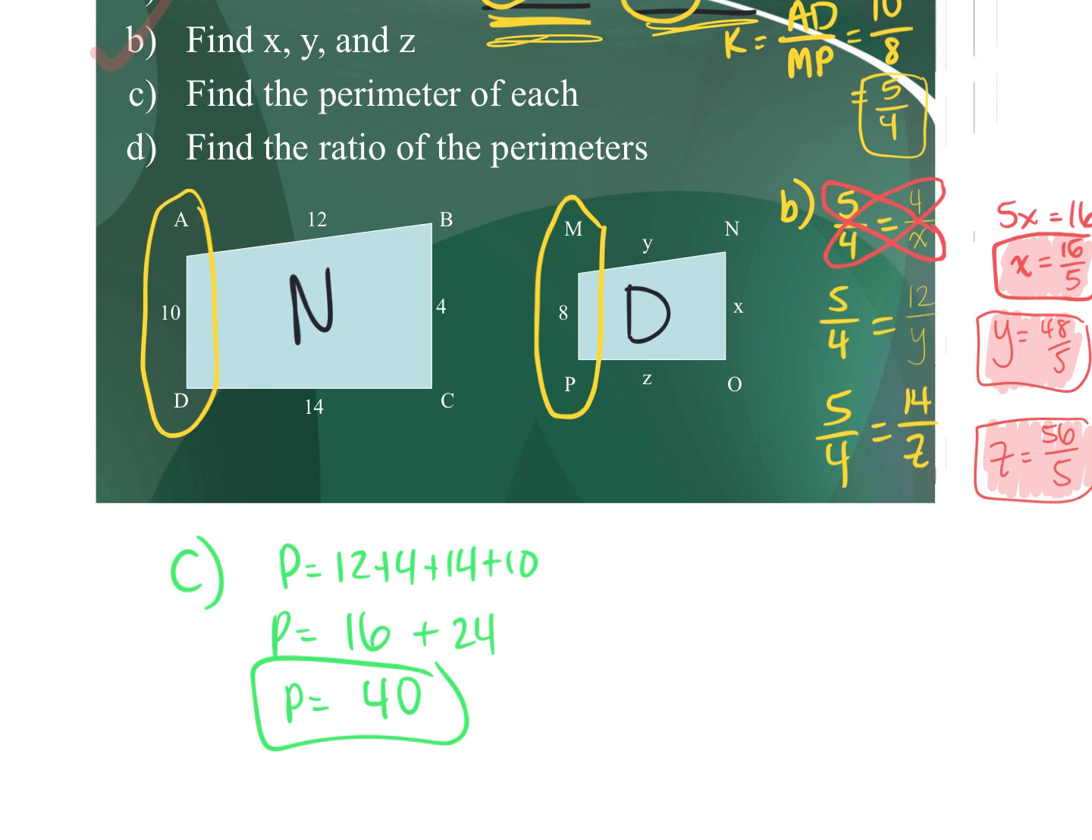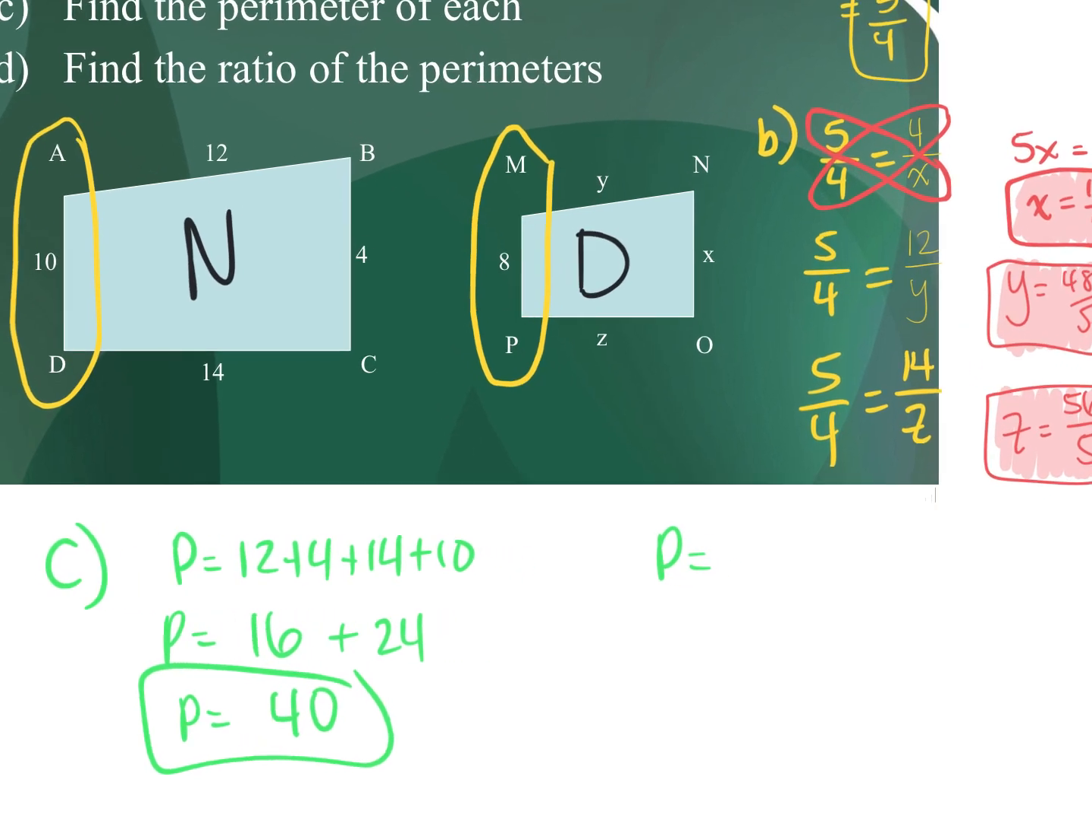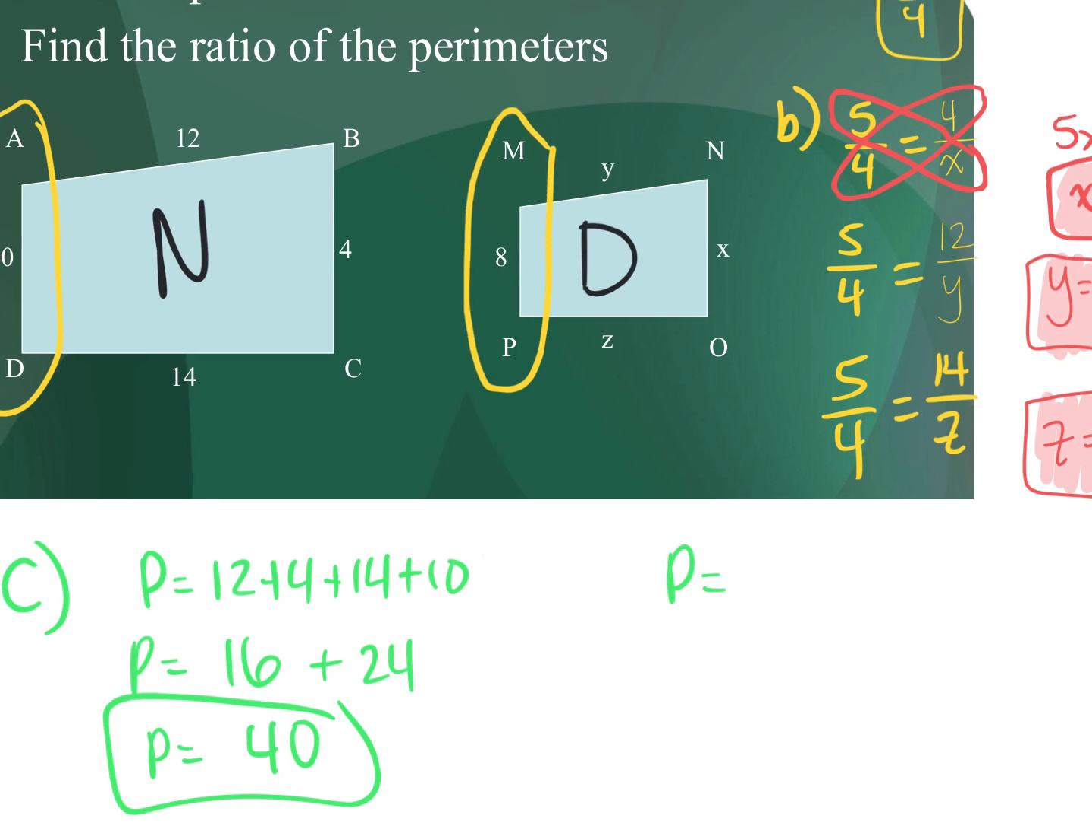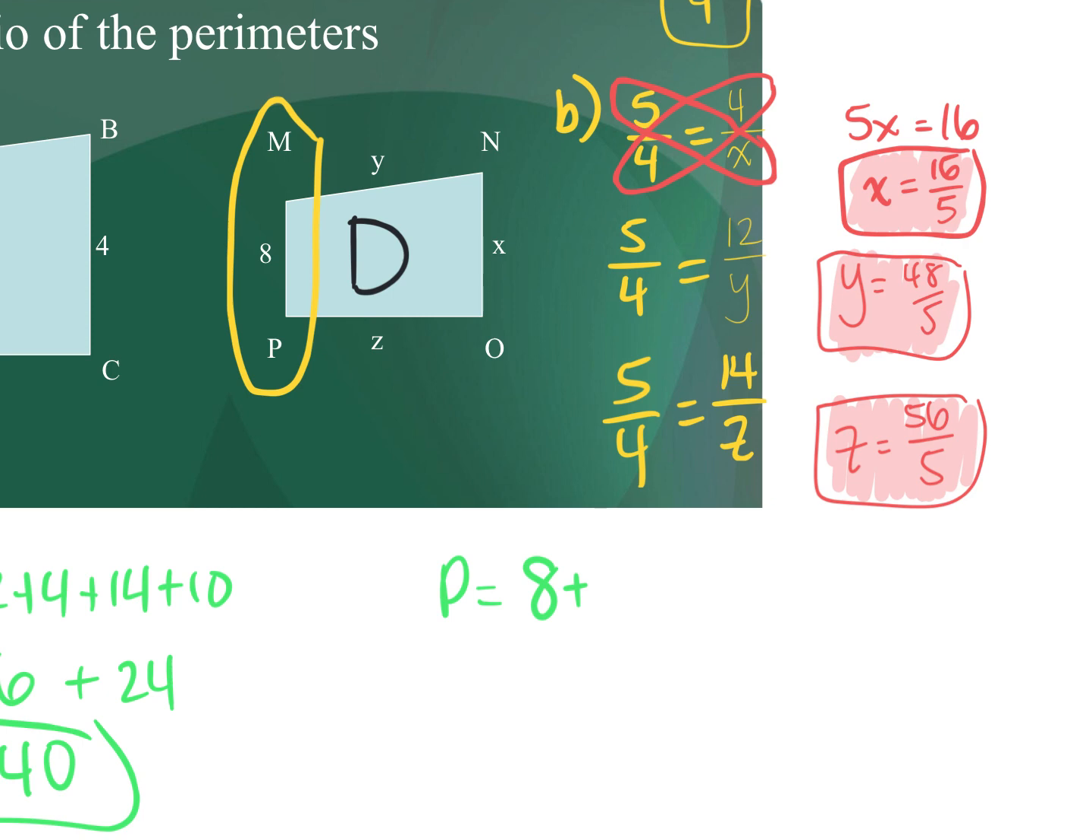All right, let's find the perimeter of MNOP now. Okay? So this is going to be perimeter equals. What is the only side that we knew to start? 8, right? So put 8 plus, what did we get for Y? 48 over 5. What did we get for X? 16 over 5. And what did we get for Z? 56 over 5.